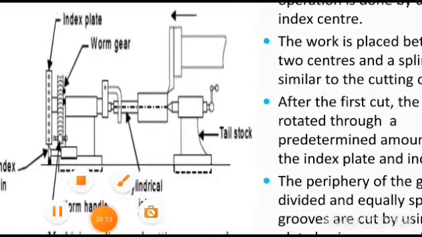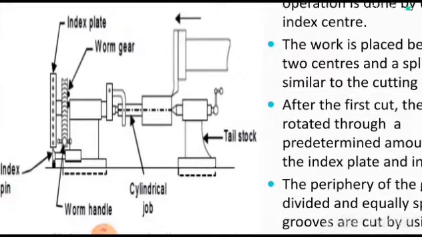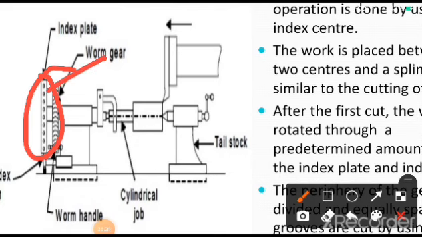This is a tailstock center, and this is a job on which we want to cut the splines or the gears, and we have got a special plate or a pin that is also known as an index plate. This index plate is responsible for giving the required angle. We are not discussing it in detail because we will discuss it while studying the milling machines, which are basically used for the production of gears.